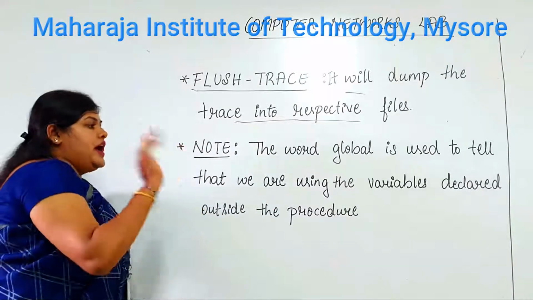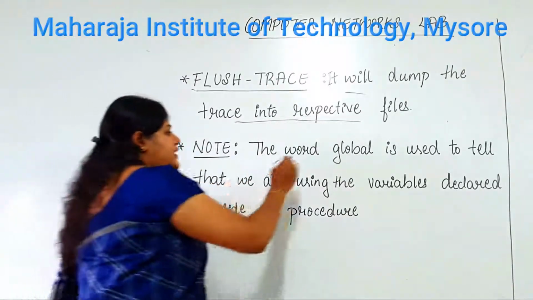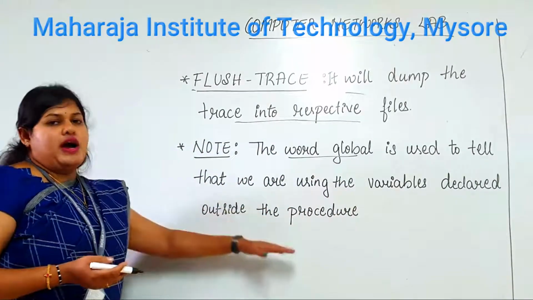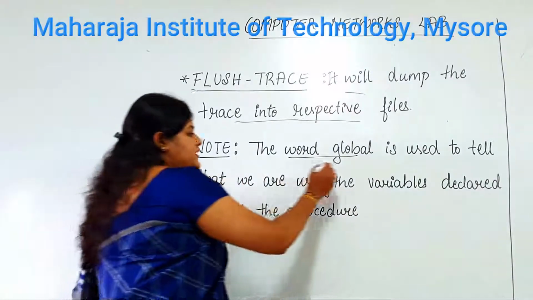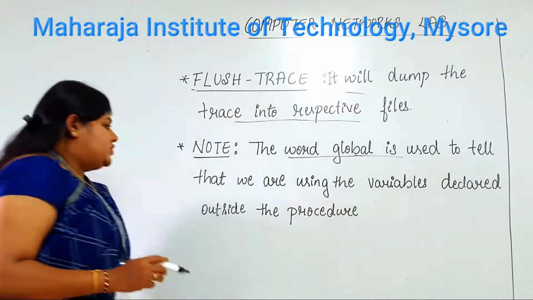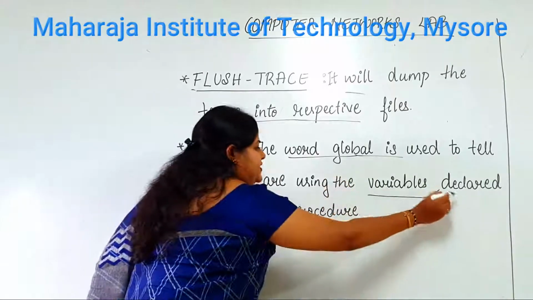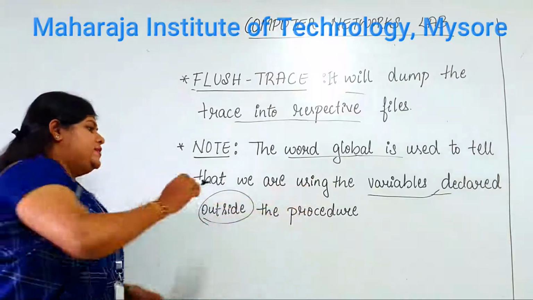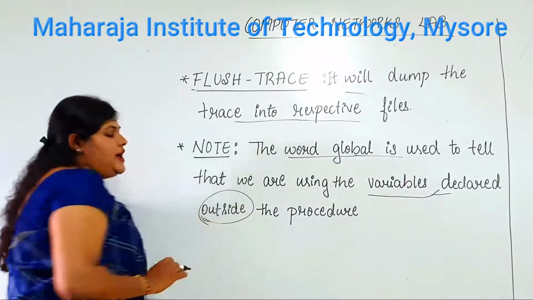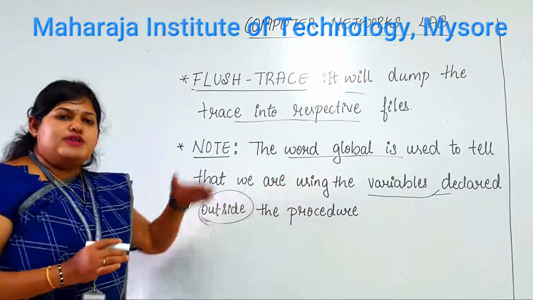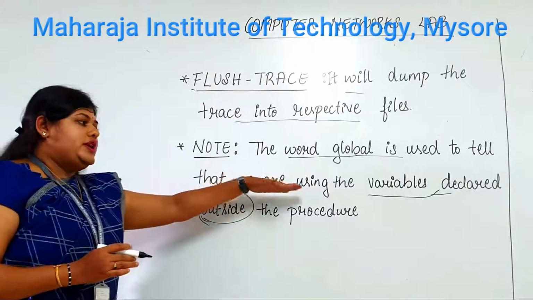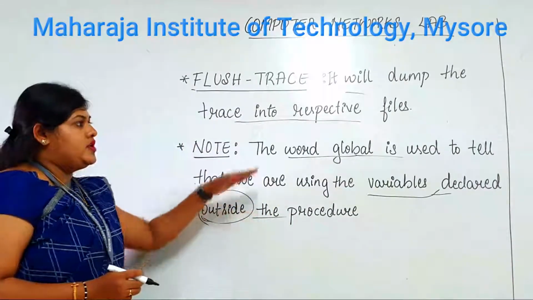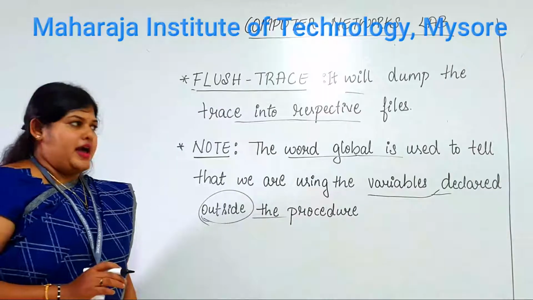One more thing: in C++, we deal with the word global inside the procedure where we are going to analyze. Whereas here, the word global is used to tell that we are using variables declared outside the procedure. While writing a common program in C++, we deal with the global declaration inside. So here, we are going to use global as outside the procedure. That's one of the differences you will observe while writing the tool command language.